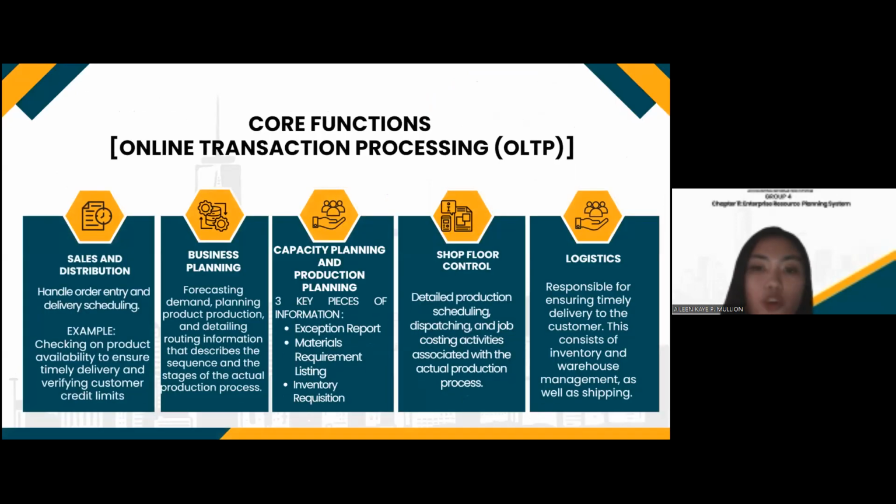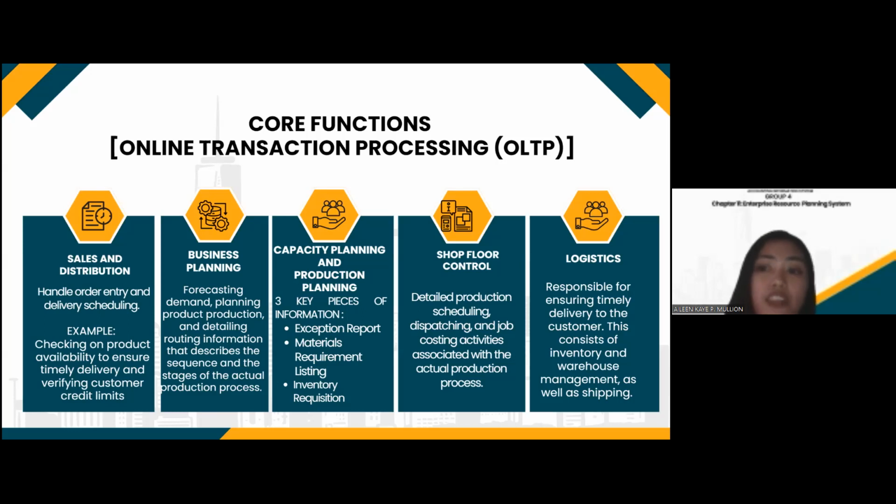To discuss each core function, first is we have the sales and distribution function. It handles order entry and delivery scheduling. This includes checking on product availability to ensure timely delivery and verifying customer credit limits. Unlike the previous example, customer orders are entered into the ERP only once. Because all users access a common database, the status of an order can be determined at any point. In fact, the customer will be able to check the order directly via an internet connection. Such integration reduces manual activities, saves time, and decreases human error.